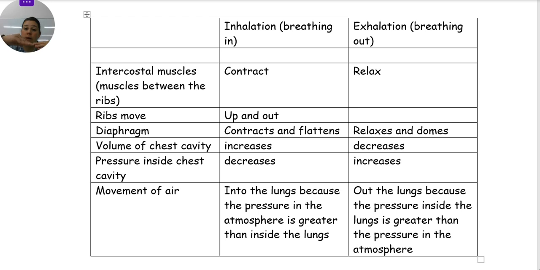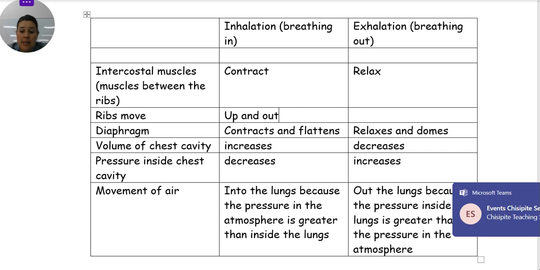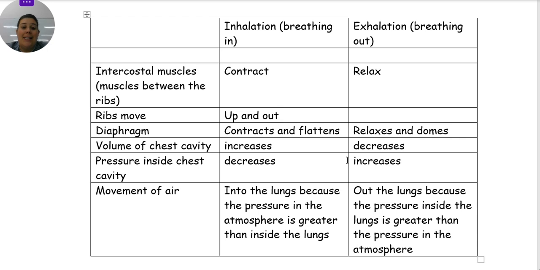Now because you are doing that and your ribs are moving out, the volume in your chest cavity increases, because you've made more volume, your ribs have moved out of the way. An increase in volume means there is a decrease in pressure. So you've got volume increasing, and because that's happened, your pressure has decreased. So now air will move from outside your lungs to inside where there's less pressure.